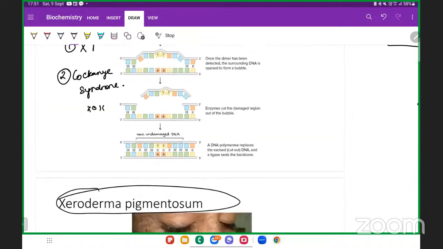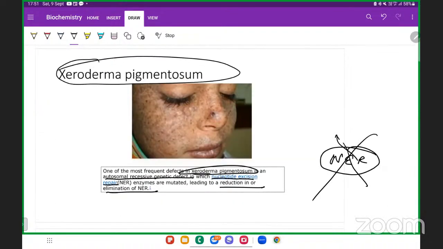Okay, then this is your xeroderma pigmentosa, guys. What happens in xeroderma pigmentosa? There is a problem in the nucleotide excision repair. Whenever there is a problem in the nucleotide excision repair, it is going to lead to xeroderma pigmentosa, an autosomal recessive disease.